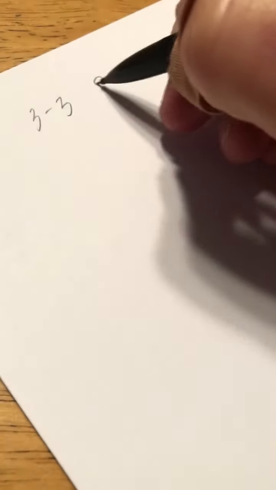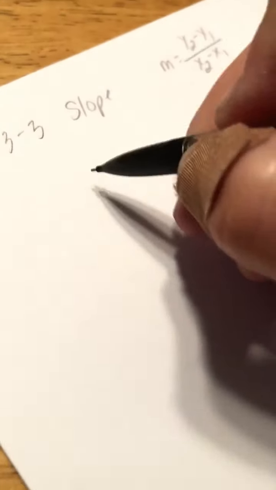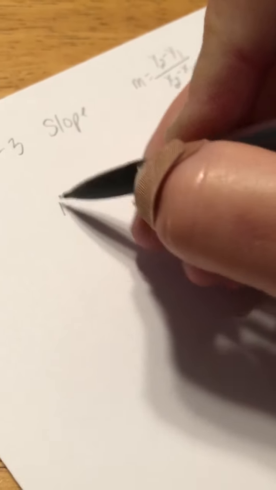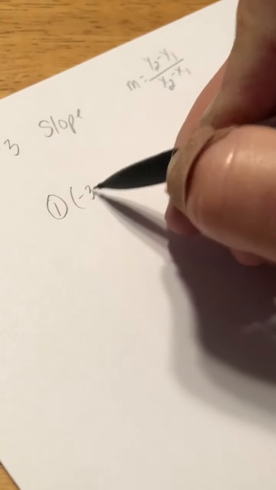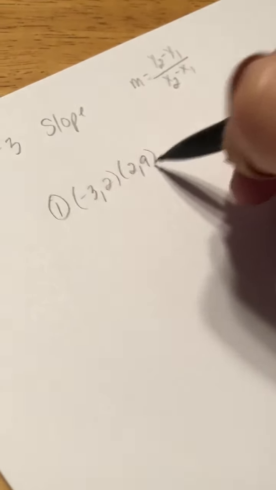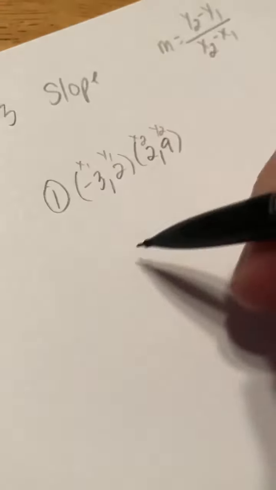All right, the next thing we need to review is section 3.3, which was slope. Remember the formula for slope? y2 minus y1 over x2 minus x1. Okay, so they're going to give you, number 1, 2 ordered pairs, negative 3, 2 and 2, 9, and they're going to ask you to find the slope between those 2 ordered pairs and state what type of line it is. Some of you are forgetting that part. So remember, this is where I said you could label x1, y1, x2, y2. And then you just plug into that formula.